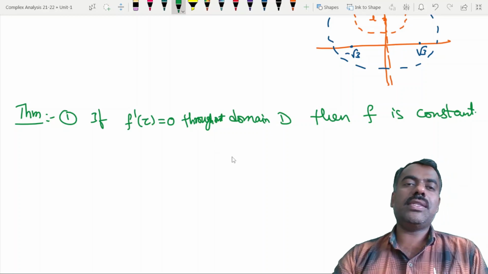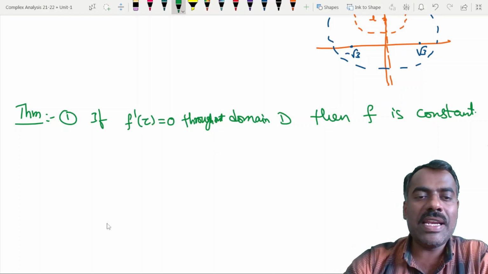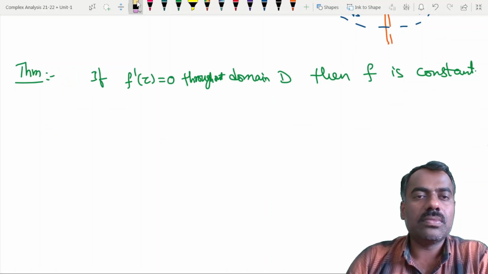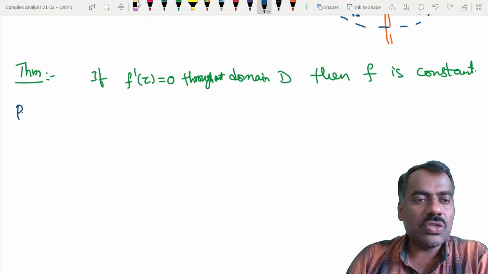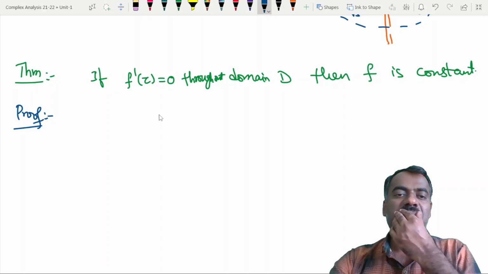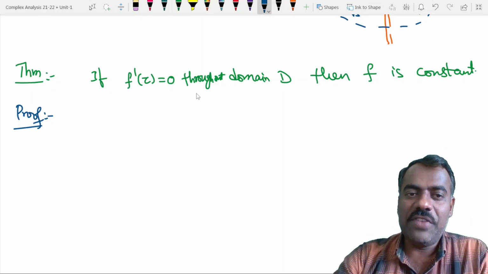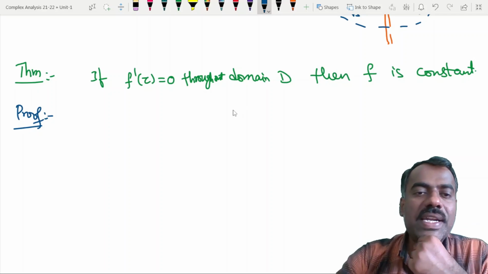Similarly, if f dash of x is equal to 0 for all x, then f has to be constant, right? That we know already in the real case. Yes or no? So we'll prove that in this. It is true even for the complex plane. So f dash of z is equal to 0, that means f is differentiable and its derivative is 0 throughout the domain D.